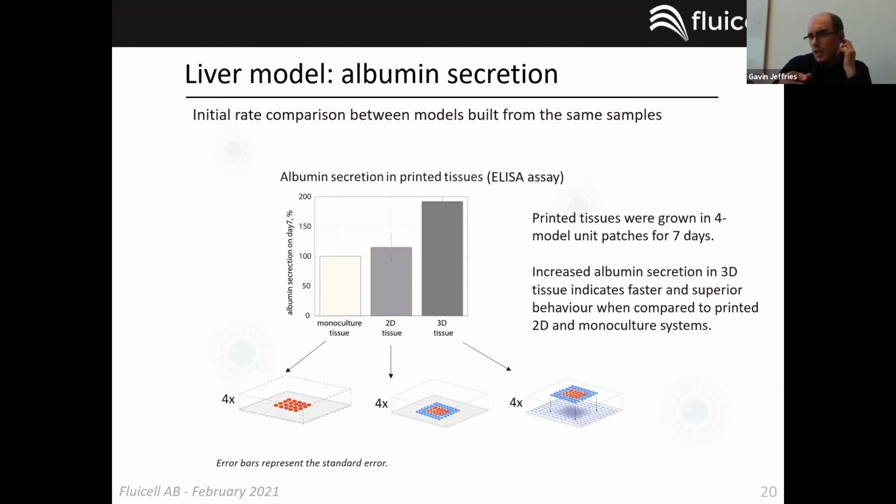And what we saw is highlighted in the graph in the middle, in that we saw an increased albumin secretion in the more three-dimensional models. Now, the most apparent observation is that at least these cells are producing albumin much faster and probably with superior behavior when compared to just the standard monoculture or a simplistic 2D model.